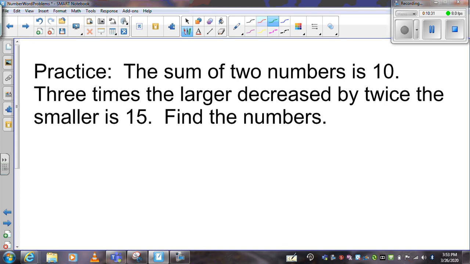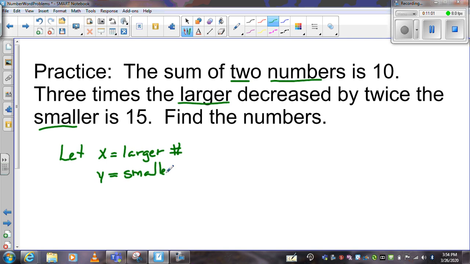So in this next one, we've got the sum of two numbers is 10. 3 times the larger decreased by twice the smaller is 15. Find the numbers. Okay, so we're talking about two numbers, and we're looking for both of them, and I see words like larger and smaller. So let's let x equal the larger, and we can let y equal the smaller. And we're going to go sentence by sentence.